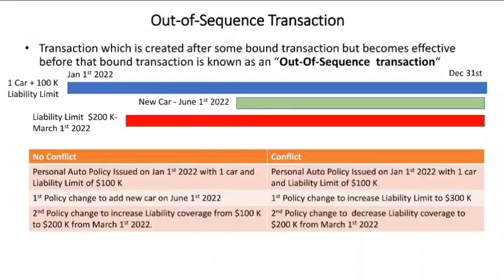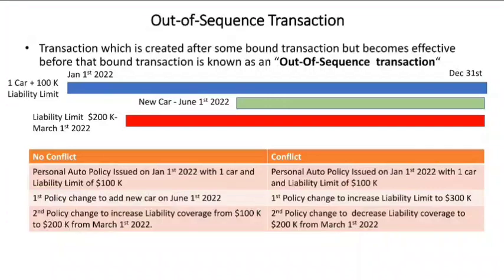Now, this is where the conflict comes in, because from March 1st until June 1st, you are good because it's very clear, 200k. But from June 1st, should the system apply 300k or should the system apply 200k? That's a question. So the user has to tell the system what to do. That's where the user intervention is required.